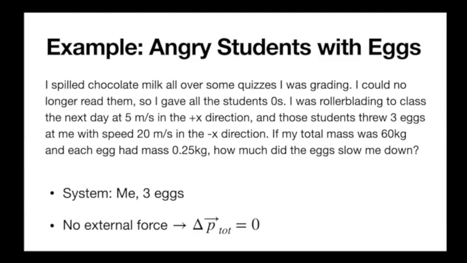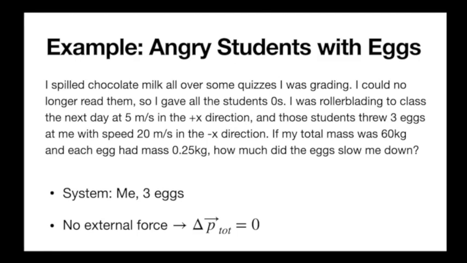Well, it's me and the 3 eggs, and we'll say there's no external forces. So no friction, no nothing. That tells us that F net is 0 or delta P total is 0, right? Any momentum change that occurs for any object has to come from somewhere else. We can only have momentum exchange, no total change. So let's try to fill out a momentum chart.